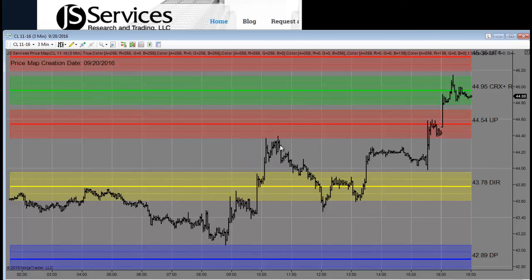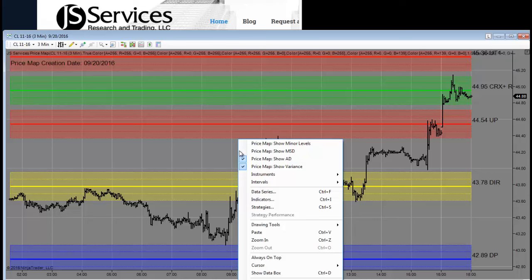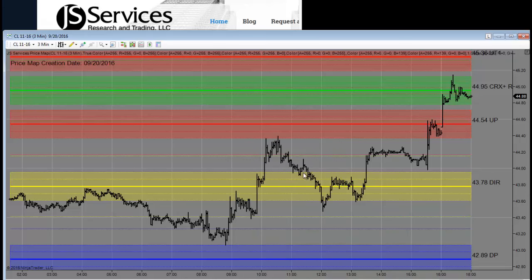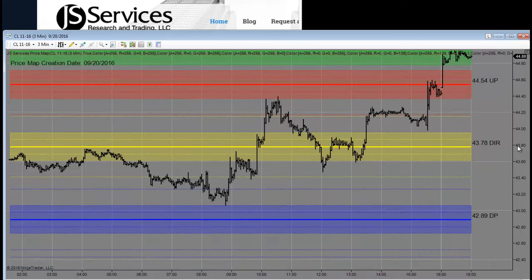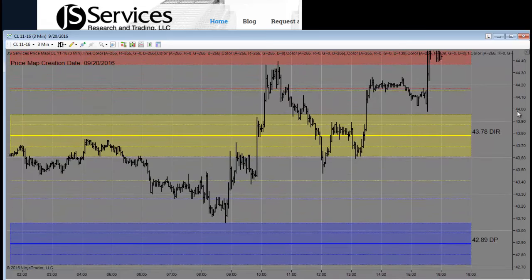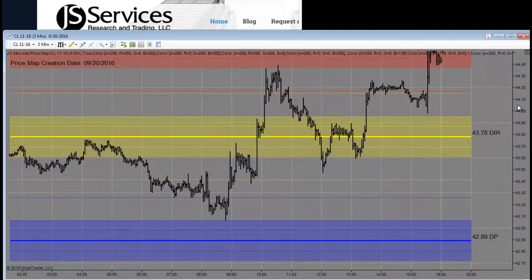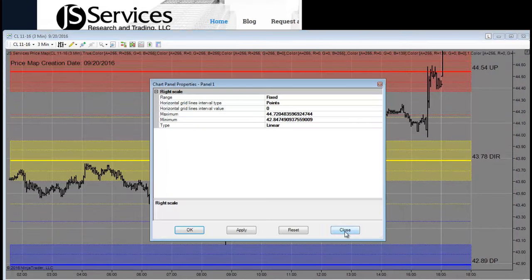So we can see, as we broke structure, we attained a full APMD, full average price map distance. We attained this. Also, now I'm going to put in the maximum stop distance. So this is going to show up for the major price map levels, the directionals, and the target levels.